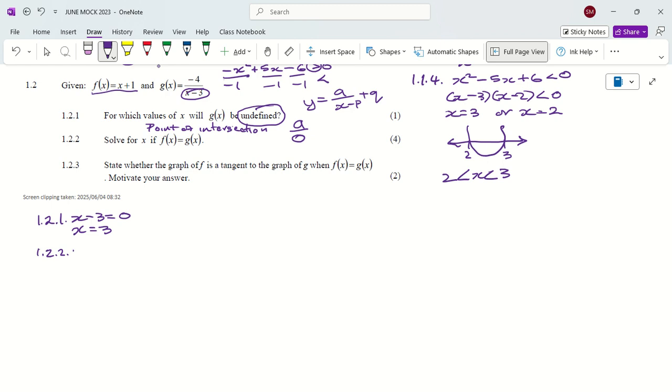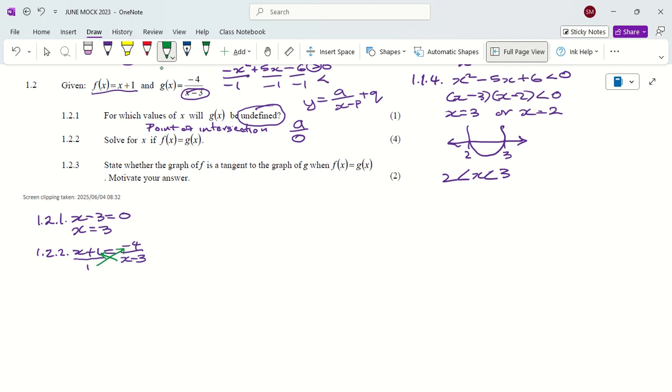So we must make f of x, which is x plus 1, equal to g of x, which is negative 4 over x minus 3. Now, to make things easy for you guys, you can put x plus 1 divided by 1. And then this will allow you to cross multiply. You are going to multiply these two and then multiply these two.